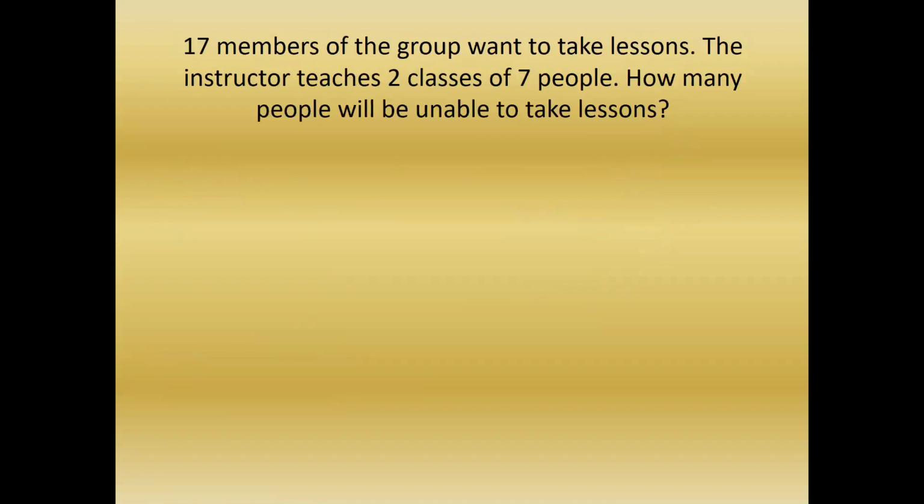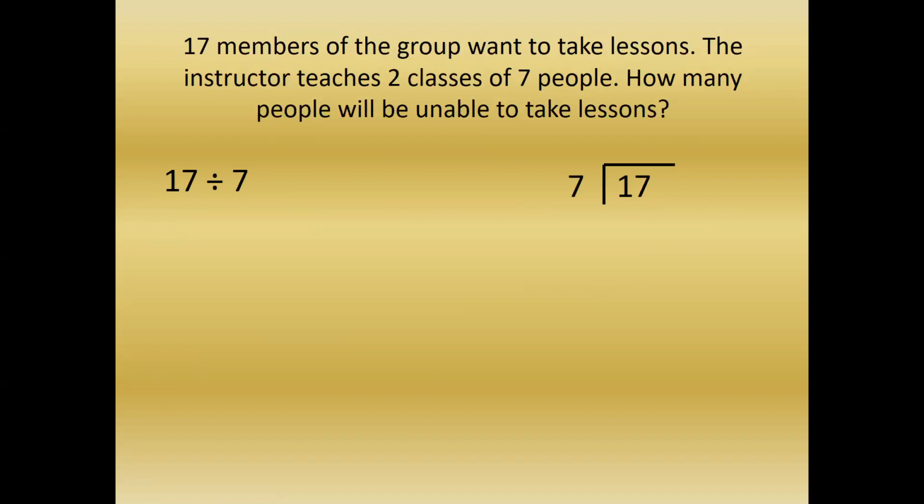All right, and our next question is: 17 members of the group want to take lessons. The instructor teaches 2 classes of 7 people. How many people will be unable to take lessons? So what are we doing here? What should we be doing? So we are going to be using the numbers 17 and 7. So we're going to be doing 17 divided by 7. So we're going to look at our long division.